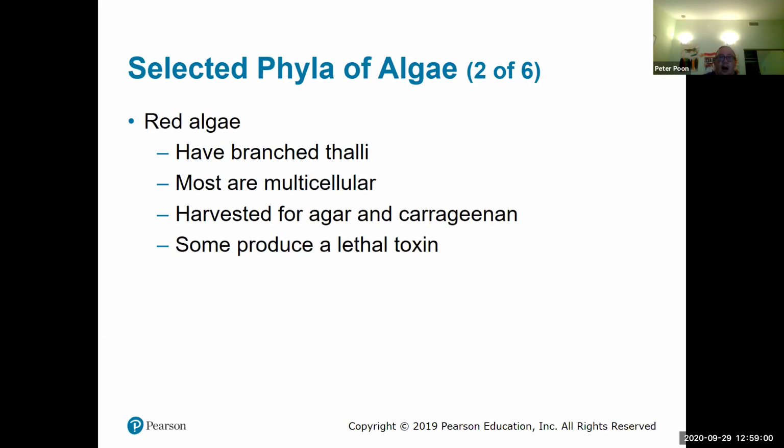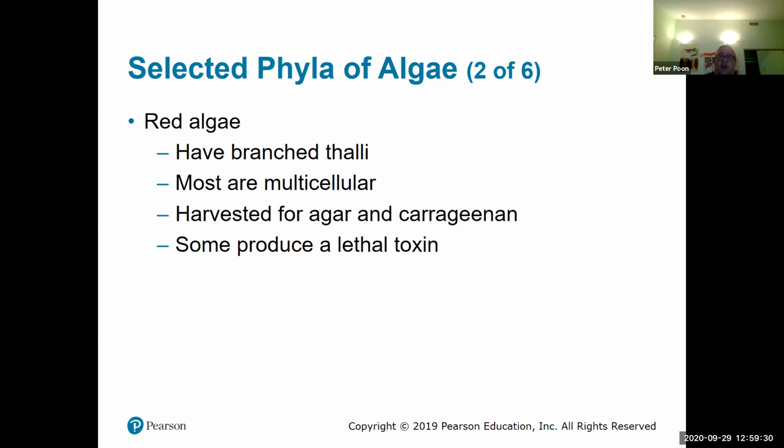Okay. Red algae are reddish. They're not like bright red. They're reddish, more brown. Most are multicellular. They're harvested for agar and carotene. The seaweed that we eat for sushi and stuff is a type of red algae.